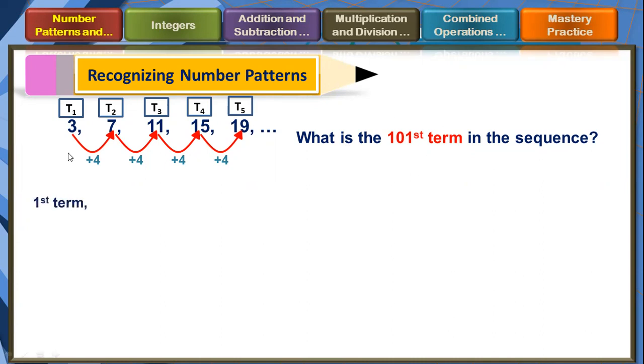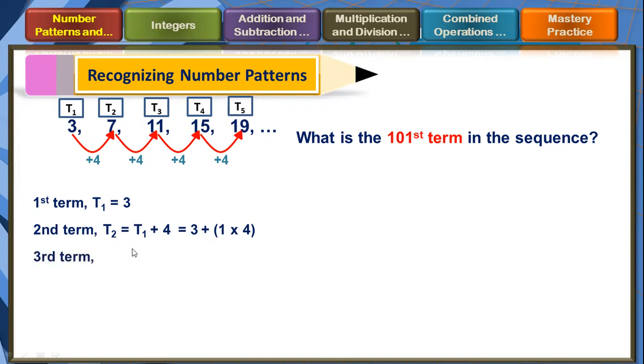So how do we do it? Let's list it down first. The first term, T sub 1, is equal to 3. The second term, T sub 2, is equal to T sub 1 plus 4. T sub 1 is 3, plus 4, it's 7. I did it that way because there's a purpose for doing that, and we will explain that later. So here we have 3 plus 1 times 4. Why did I do that? T sub 1 is 3, plus here 4 means there's only one 4, so 1 times 4.